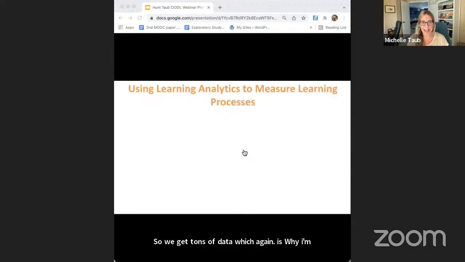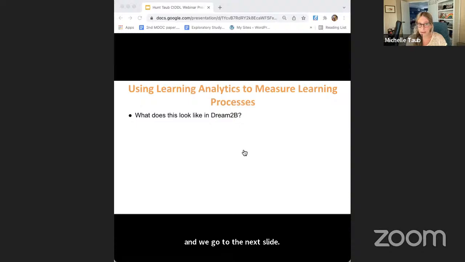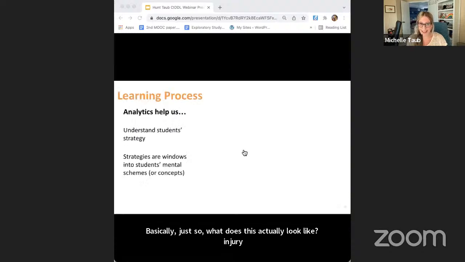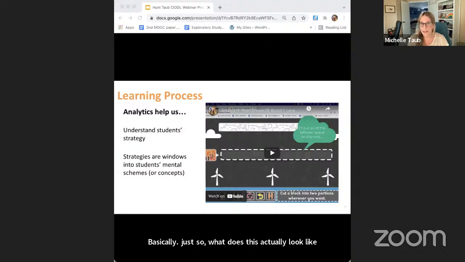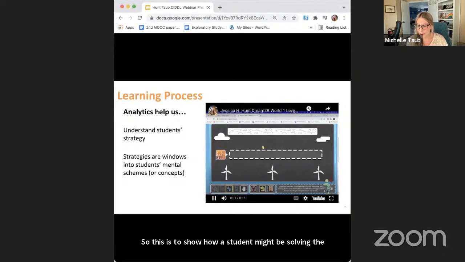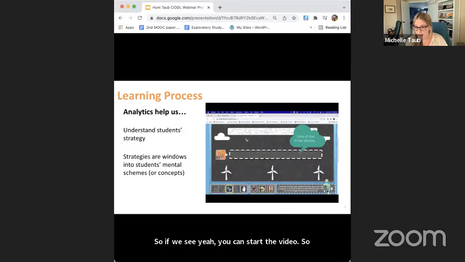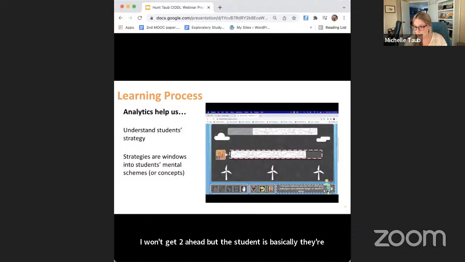If you go to the next slide, so what does this actually look like in Dream2Be? And then if we go to the next slide, we have another video. This is to show how a student might be solving the task. So you can start the video. I won't get too ahead, but the student is making a guess. They're cutting a bar, and then see here, they got it wrong. So what's interesting now is what they do next.